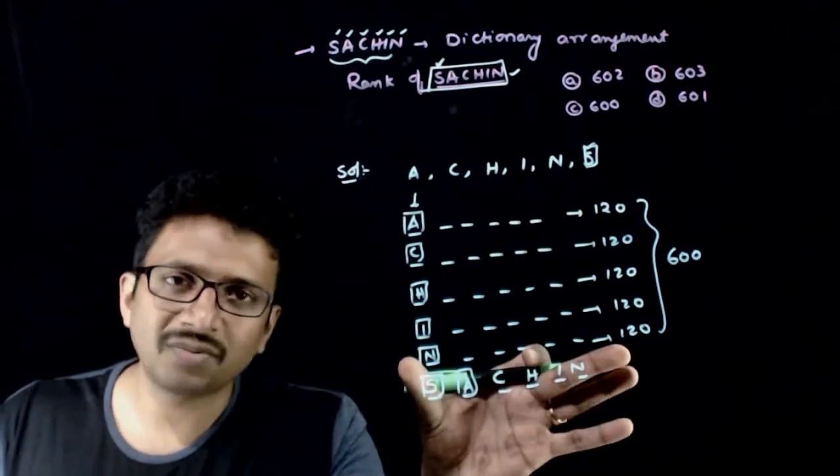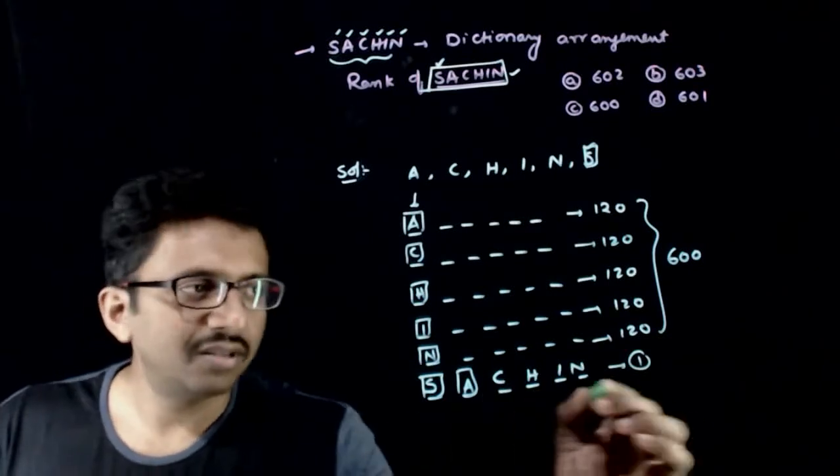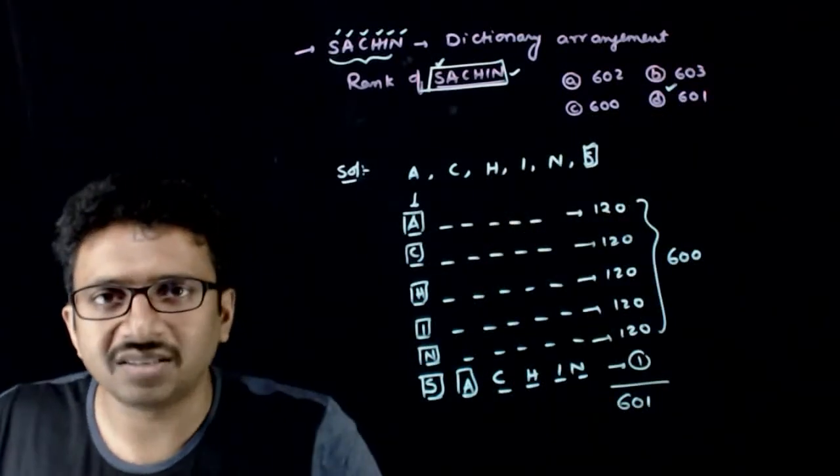So now once all these words are completed, the immediate next word is Sachin. So Sachin's rank will be 601. Option D is the right answer.